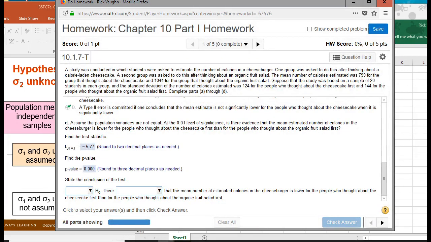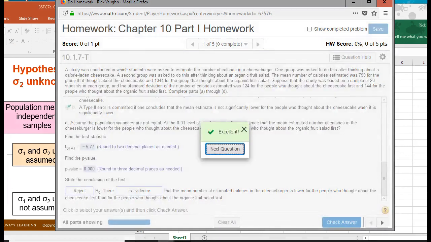And finally, we're going to draw our conclusion. So the p-value is low. When the p-value is low, you reject the null hypothesis. So we reject the null hypothesis, which means that there is evidence that the mean number of estimated calories is lower and it's statistically significant.